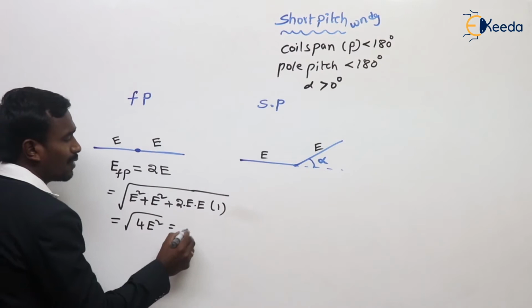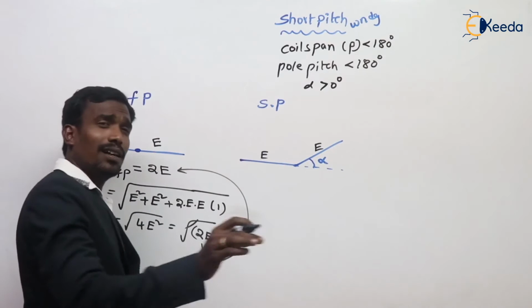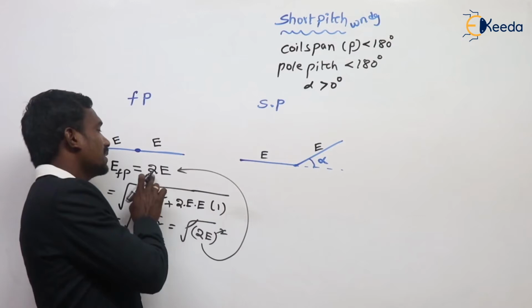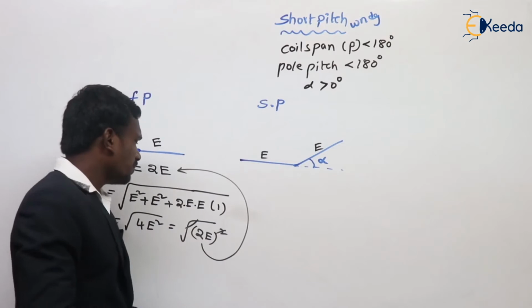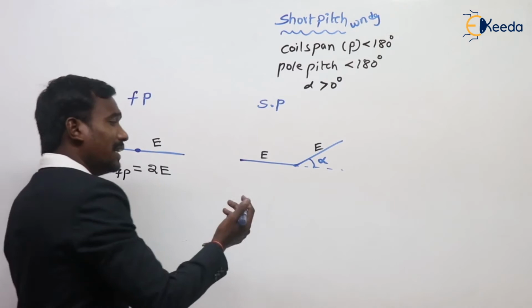4E square can be written as 2E whole square. Square root cancels. Then what is the answer? 2E. So when the two vectors are in phase, don't go for vector sum. It is easy in arithmetic sum because the answer is the same. This is simply an arithmetic sum, no need of vector sum. But here, we must go for vector sum because this is a vector difference.